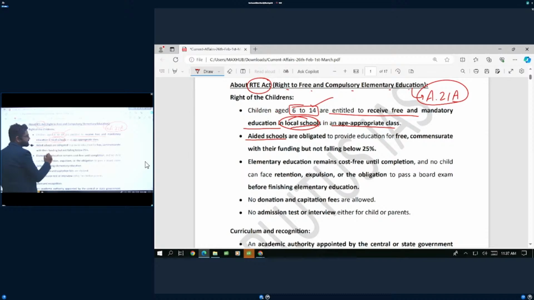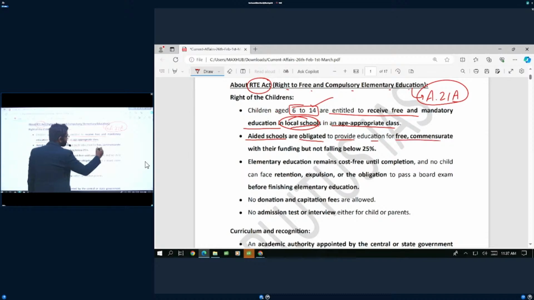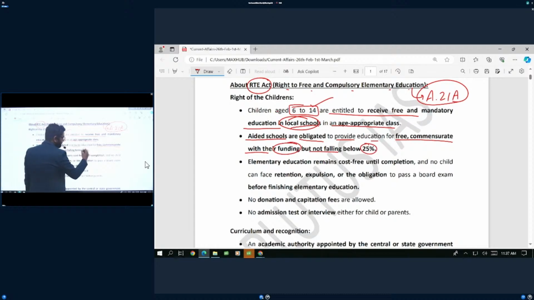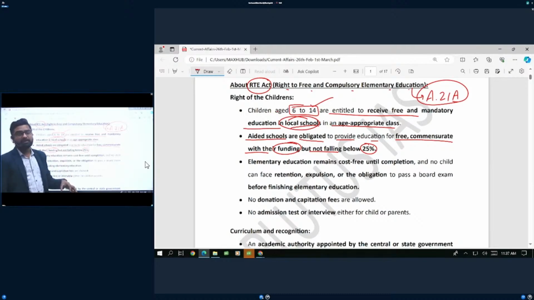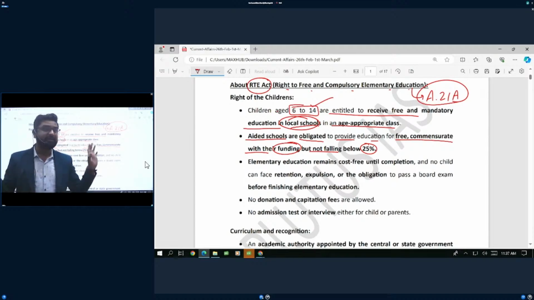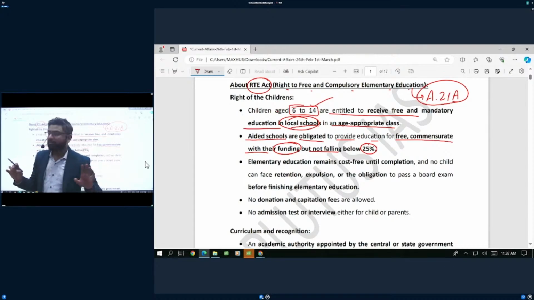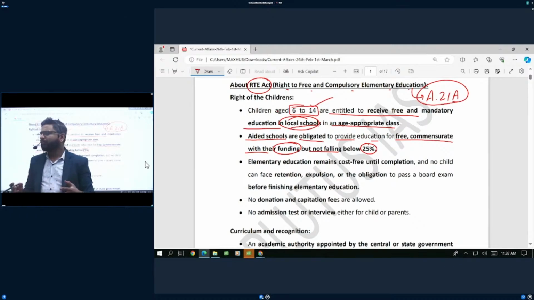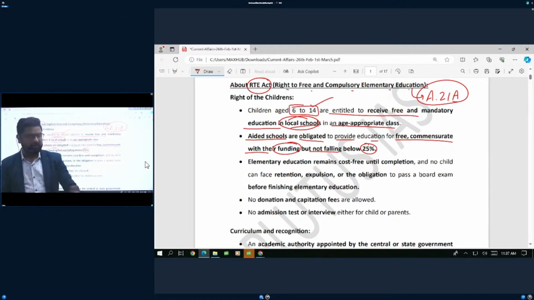Aided schools are obligated to provide education for free commensurate with their funding, but not falling below 25%. Matlab, government mein to compulsory education is there. If there is a government school in your locality and if you go there, the school cannot deny your admission for any reason whatsoever. Particularly earlier, what used to happen, primarily with respect to migrant parents. You're a migrant laborer, you're migrating from one place to another, you also take your kids with you, and then it becomes a problem how to admit them.